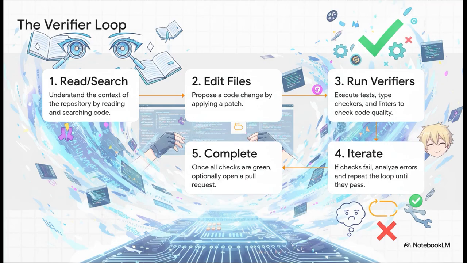It starts by reading the code to get its bearings. Then it proposes a change, usually as a patch file. And now for the most important step. It runs verifiers. We're talking tests, type checkers, linters, anything that can automatically tell it if the code is any good. If something fails, it doesn't give up. It looks at the error, tries to fix its own code, and runs the loop again. It keeps doing that until everything passes. Only then, when all the checks are green, does it finish up, maybe by opening a pull request. Without this loop, the agent is just, well, it's just guessing with confidence.